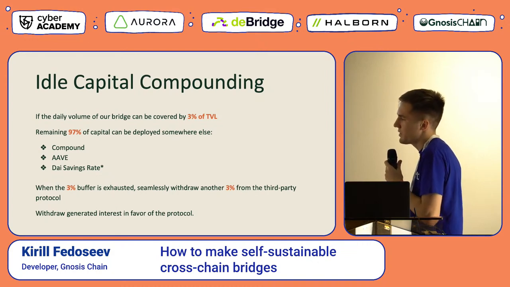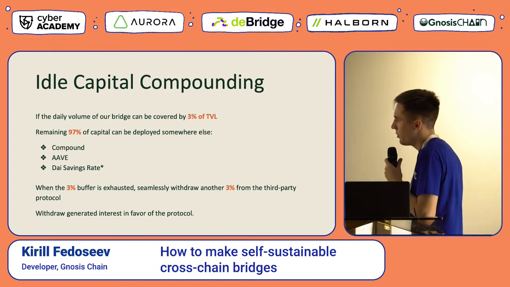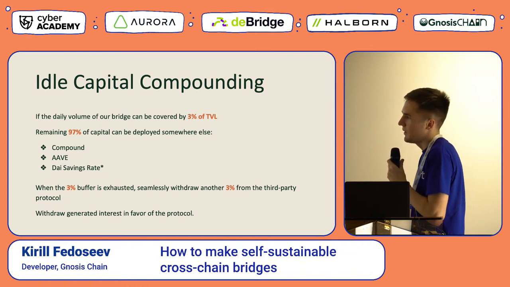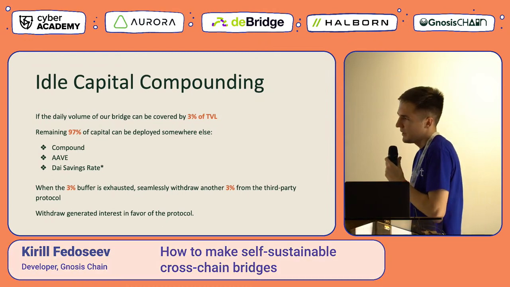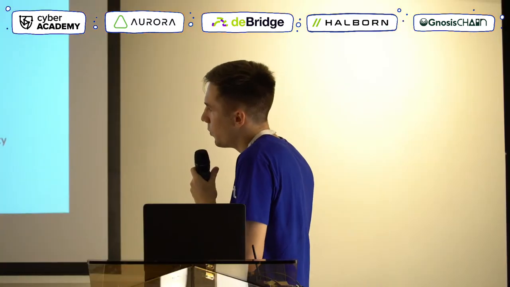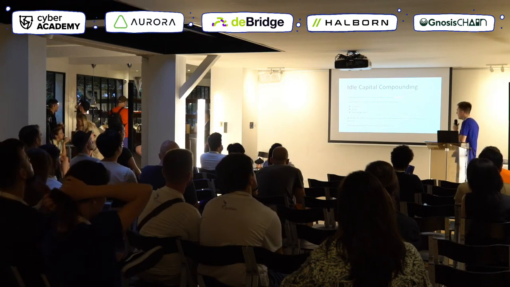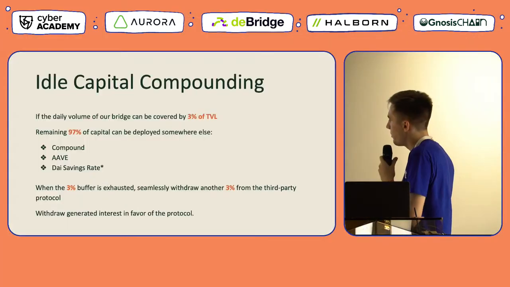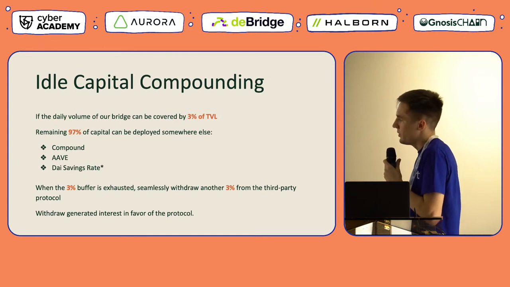So the easiest option here would be to just put these assets into Compound Finance. There is also such a thing called the DAI Savings Rate, which is native to MakerDAO. It's not currently in operation, but this rate can be raised in the future if there is a need to do so. And the main idea here is that when and if our initially pre-allocated 3% buffer is being exhausted by spiking withdrawals, then we could just seamlessly withdraw another 3% from the third-party protocol, and the bridge would continue to operate without any external interventions required.